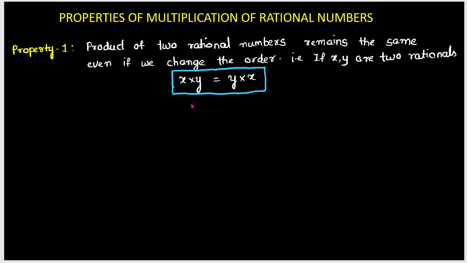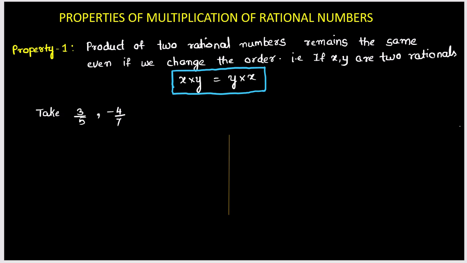Now let us see the properties of multiplication of rational numbers. Property 1: the product of two rational numbers remains the same even if we change the order. If x and y are two rationals, the product of x and y, x into y, is the same as the product of y and x, that is y into x. So we can write that x into y is the same as y into x. Let us see one example to justify this property.